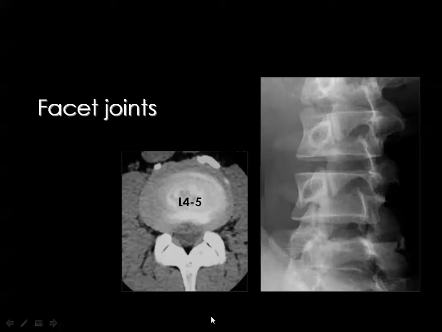Then for evaluation of the facet joints, which are the articulations between the superior articular facet of the vertebra below and the inferior articular facet of the vertebra above, this facet joint is bone, and you cannot evaluate it in the soft tissue window unless you will make some mistakes, because the evaluation of the facet joint is directed mainly at the detection of osteoarthritis, and one of the main manifestations of osteoarthritis is narrowing of the joint space. Then if you look here, you may say falsely that the joint space is narrowed, which is not the case.